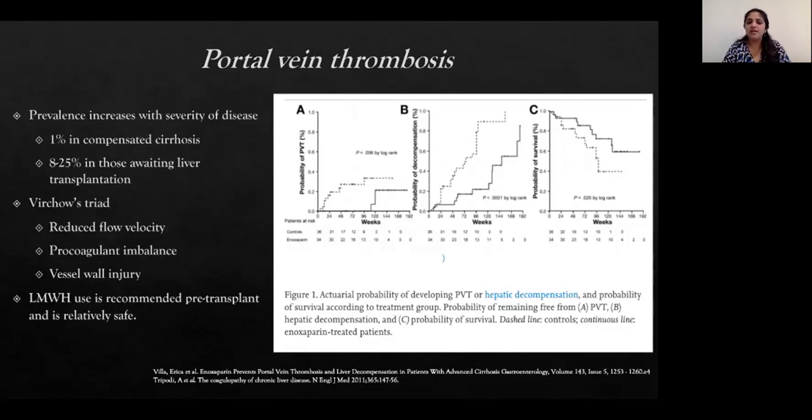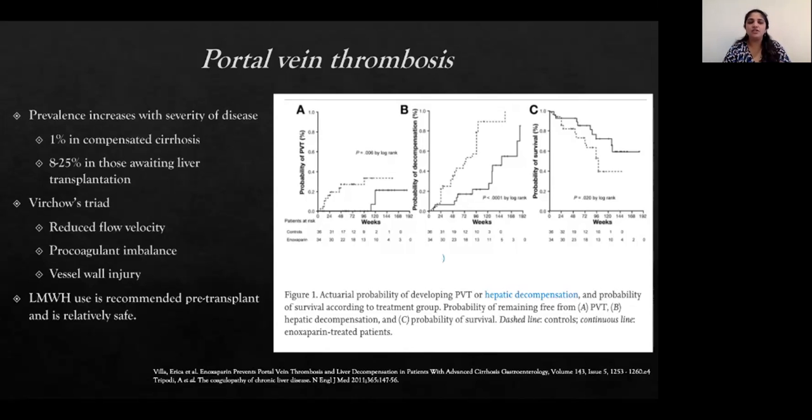There's also an increased risk of portal vein thrombosis. It is only 1% in compensated cirrhosis, but it increases very fast, and it's about 8 to 25% in those awaiting liver transplantation. The pathophysiology for this is an imbalance between everything that I talked about, and the Virchow triad plays an important role in that. This is really important because it's even more exaggerated in pediatrics, especially with low vessel wall, and they are slightly more hypercoagulable in general than adults.